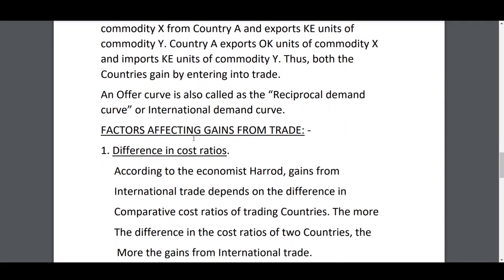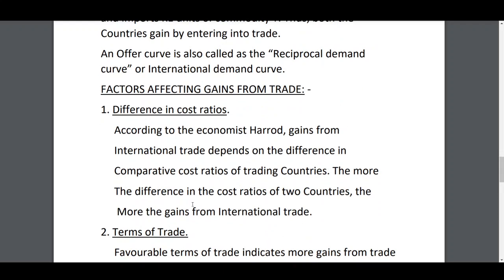Now, what are the factors affecting gains from trade? First factor is difference in cost ratios. According to the economist Herod, gains from international trade depend upon the difference in the comparative cost ratio of trading countries. When we compare the cost ratios, then we can measure the gains from trade. The more the difference in the cost ratio, the more will be the gains from international trade.